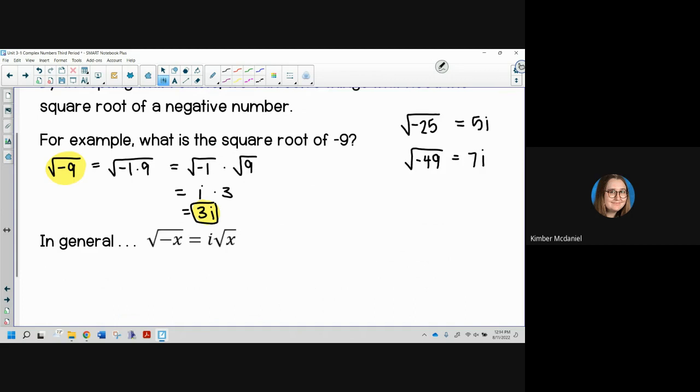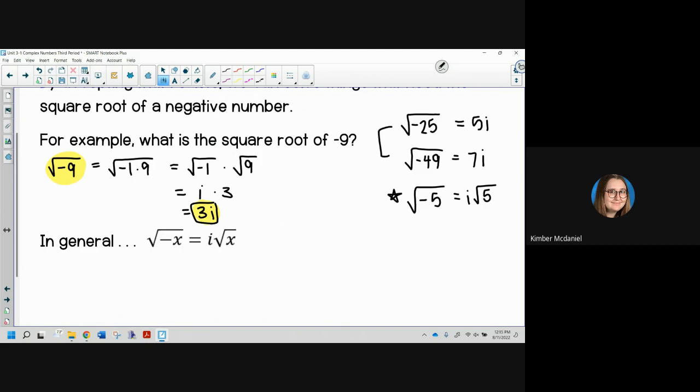Why do we put i? Because it has what underneath the radical? The negative. Now, what if we had the square root of negative 5? Can we take the square root of 5? No. So we still have to put that i up front, but the 5 would stay underneath the radical. Do you see the difference between this and these two? Because 25 and 49 are perfect squares, but since 5 is not, it has to stay underneath the radical.